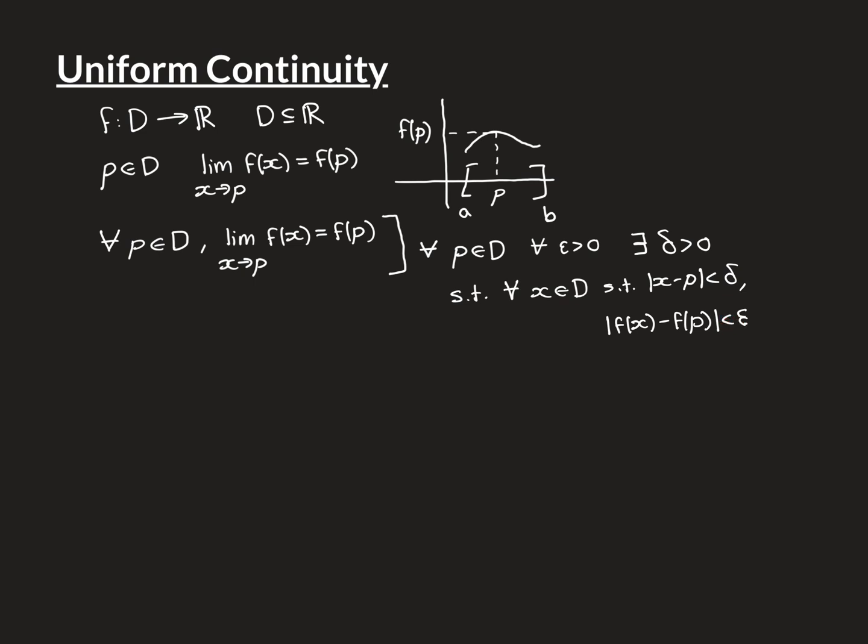So the fact that however close you want to be, there exists a delta, you can find a delta, it might have to be very small, but you can find one that this does hold true for. That is the epsilon delta definition of the limit.